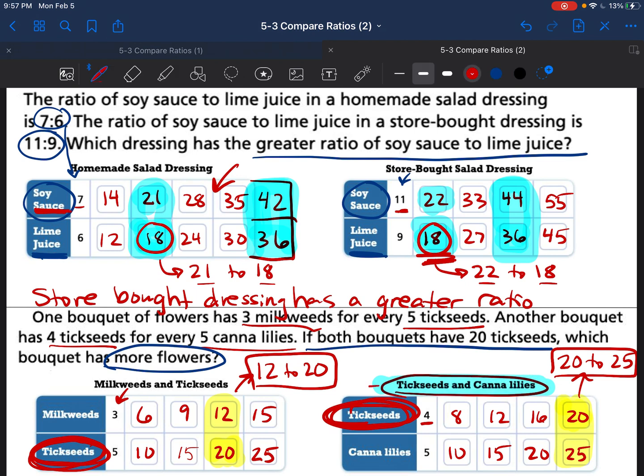So what you can do, I don't have enough room, just make sure underneath those tables that you write that when they both have 20 tick seeds, the Tick Seed and Canna Lily Bouquet has more flowers. So just keep in mind as you're going through this, guys, all you're really asking yourself is what number do they have the same, and it has to belong to the same category.